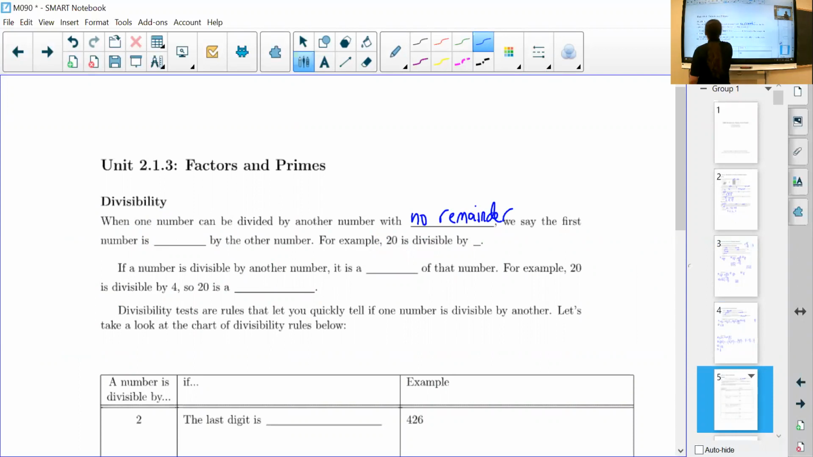We say the first number is divisible by the other number. Notice that's 3 I's. There's no A in divisible. For example, 20 is divisible by, well, lots of answers go here, but 4 will fit. If a number is divisible by another number, it is a multiple of that number. So just getting some terminology down. 20 is divisible by 4, so 20 is a multiple of 4.